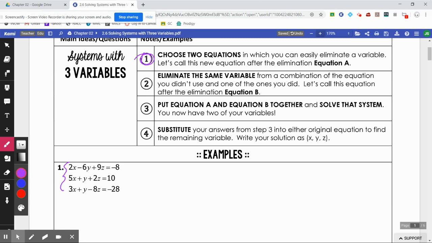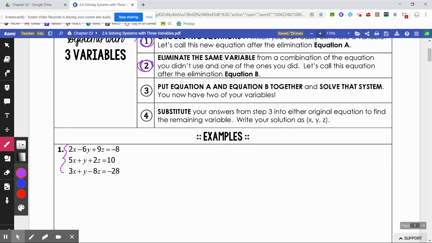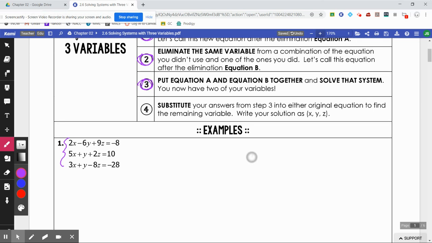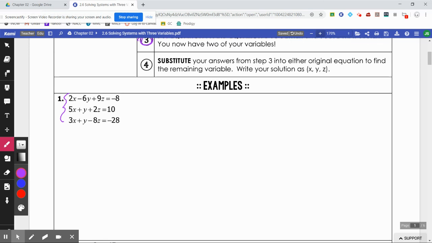Then we're going to group two other ones together and eliminate the same variable, and we'll call our new equation there equation B. Once we have those two equations solved with one variable eliminated from each, we will then put our resulting two equations, equation A and equation B, together, and then it'll be just like what we've done in the past. So let's give it a shot here. Now, substitution or elimination can be used together here. It doesn't matter which ones you use.